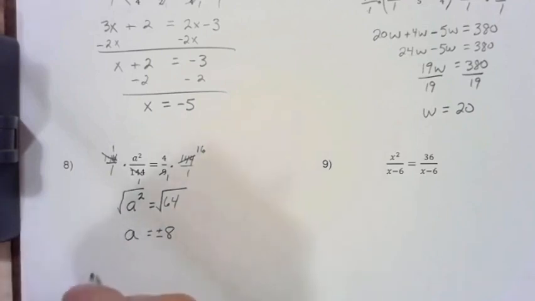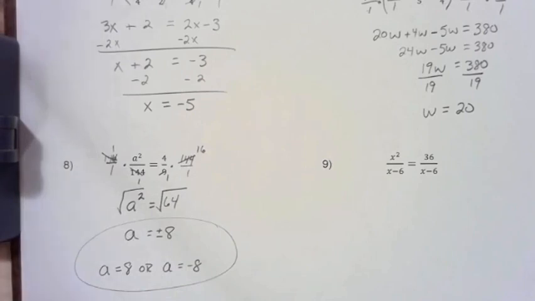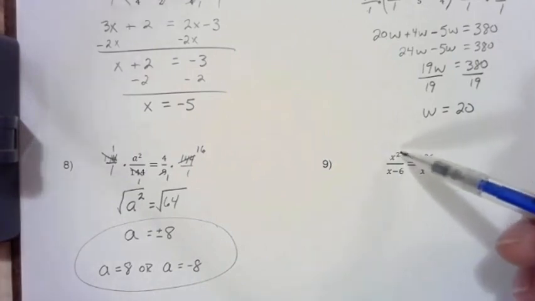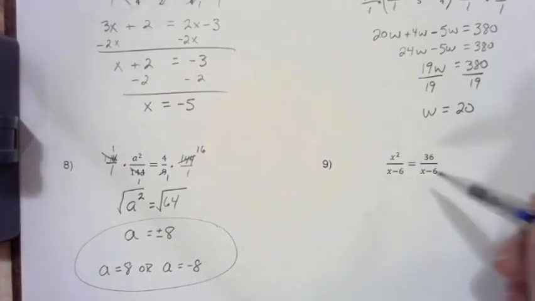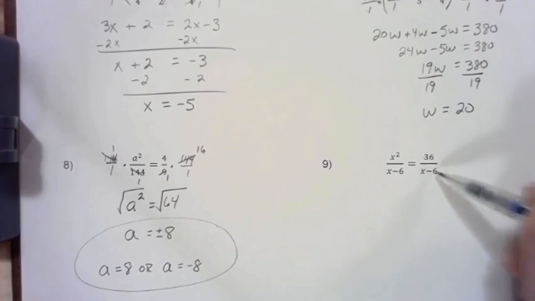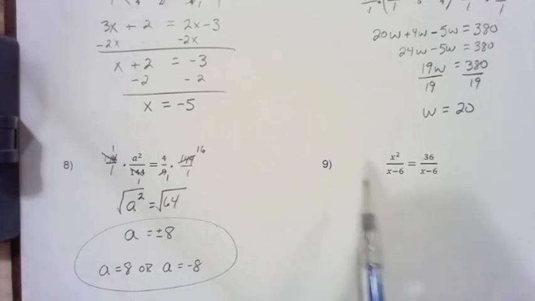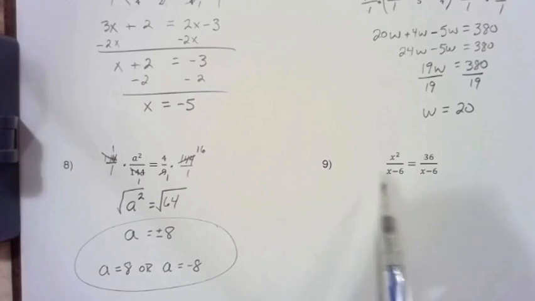So there's actually two answers here. a could be equal to 8, or a could be equal to negative 8. Either one of those values of a would give you a true statement. All right, finally, in my ninth example here, x squared over x minus 6 equals 36 over x minus 6. Notice that your denominators are exactly the same.